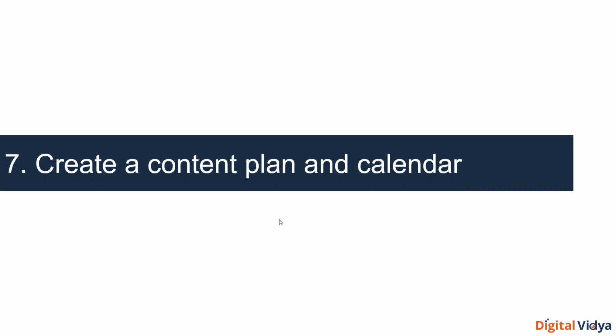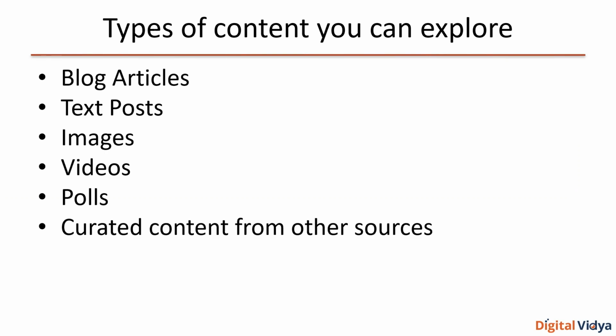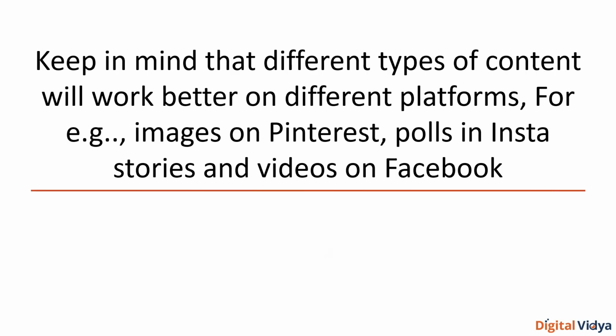All right. Next, you would create a content plan in a calendar. So you'd put down all the content that you can create. You can create articles, text posts, images, videos, polls, right? You can find content from other sources, anything of value to your audience that somebody else has posted. You could use GIFs and memes, right? So you'd look at different types of content.